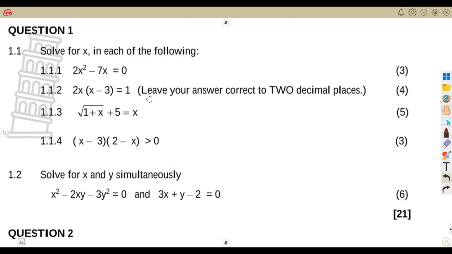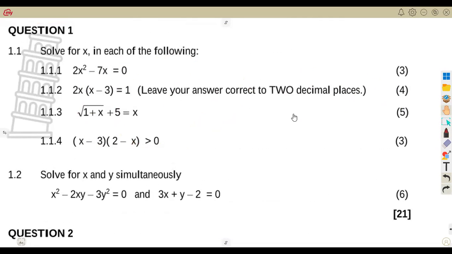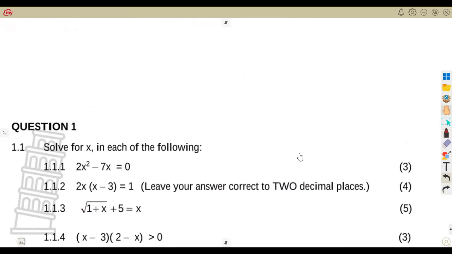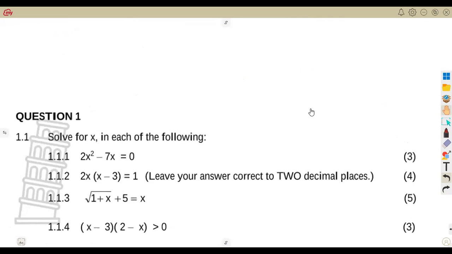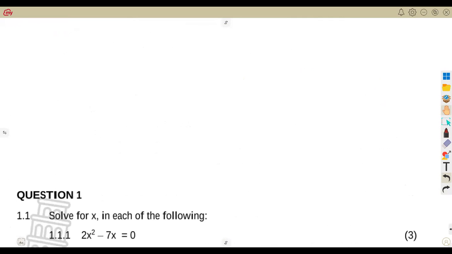And quickly looking into the questions that we were given. Question number 1, solve for x in each of the following. So the first part here, it was to solve for x. Okay, so let's see, guys, our equations, and also there is an inequality. First part, that is an equation, 1.1.1. So for x, given 2x squared minus 7x is equal to 0.